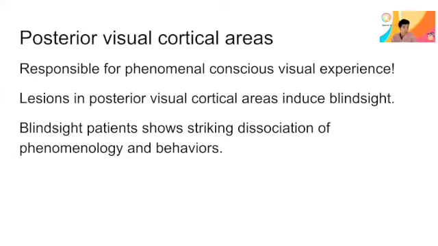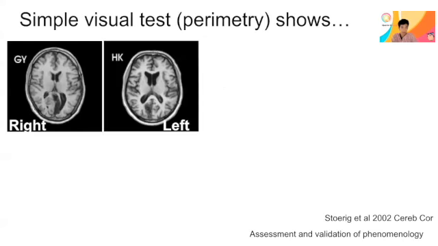Blindsight patients show a striking dissociation of the phenomenology and the behavior. So let's see what it means. Simple visual tests are called perimetry, like showing some kind of flash of light and then asking subjects to say, oh, I saw the light, and so on. Then we can map where we can see the world. That's called the visual field.